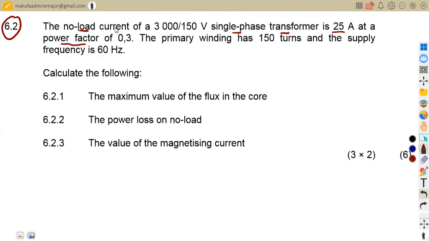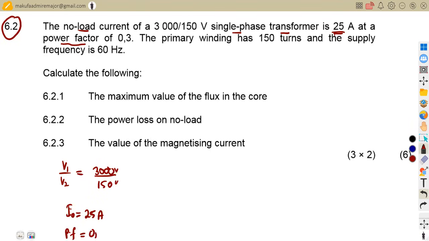From this part, take note, we are dealing with a no load current, given the voltage of 3000 to 150, that is, we are given V1 over V2, which is 3000 volts over 150 volts. So we have the value of V1 and we also have the value of V2, measured in volts. And the no load current at that moment is given as 25 amps, at a power factor of 0.3.